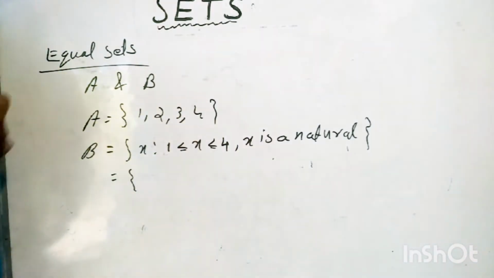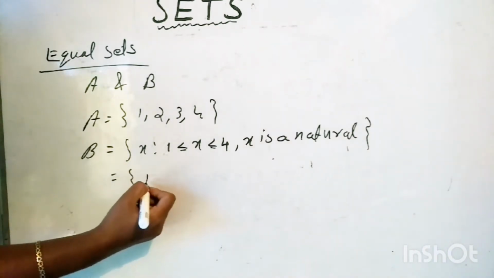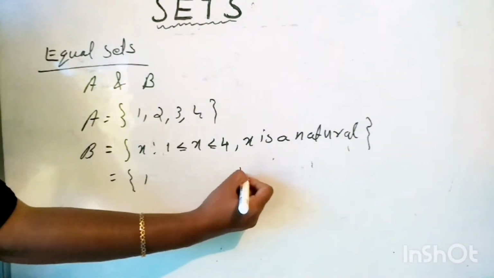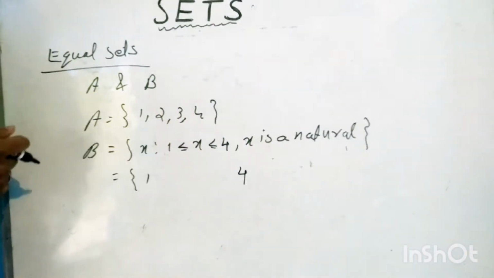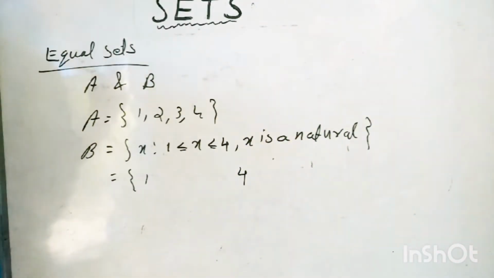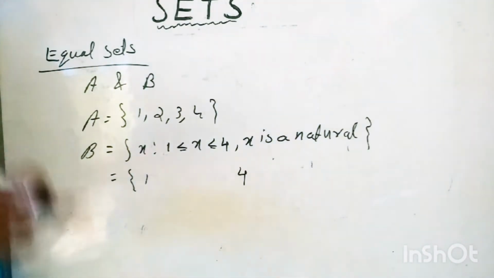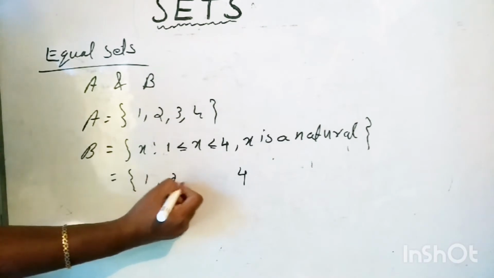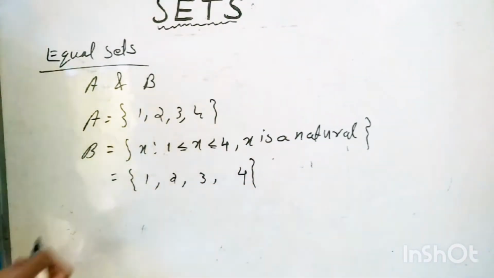1 less than or equal to x less than or equal to 4 means our x lies between 1 and 4. Here we have less than or equal to, so we can include 1 and 4. The second condition is that x is a natural number. We need to list only the natural numbers which lie between 1 and 4. That is 1, 2, 3, 4, right?